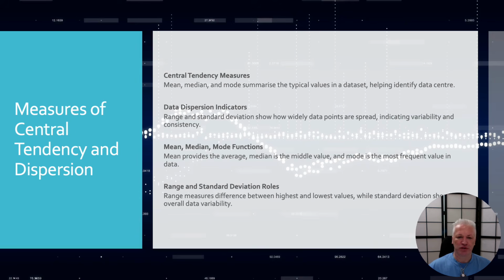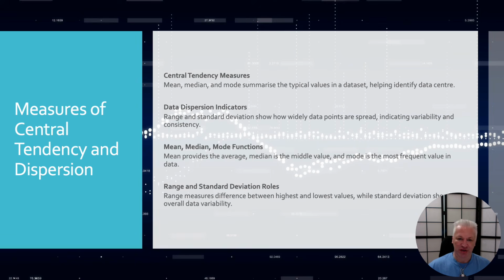Measures of dispersion describe how spread out the data is. So you've got the range, which is calculated by subtracting the lowest score from the highest score, which means it's very easy to calculate, and gives a quick indication of the spread. The downside is it only uses two values, and it can be heavily influenced by outliers.